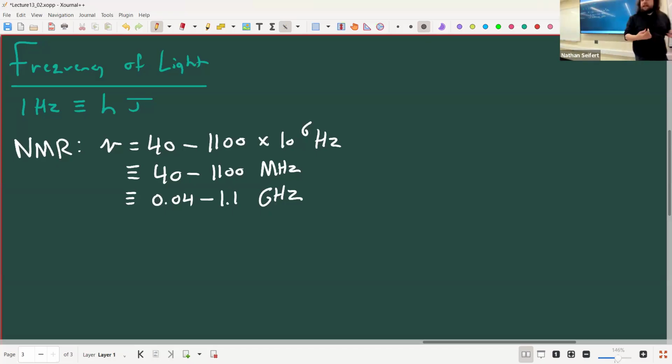And they tell you something meaningful about the experiment. You don't really get an appreciation for the difference between a 40 and 1100 megahertz instrument when you're looking between 40 and 1100 times 10 to the 6. If you put that 10 to the 6 into the constant, you really start to appreciate the differences.